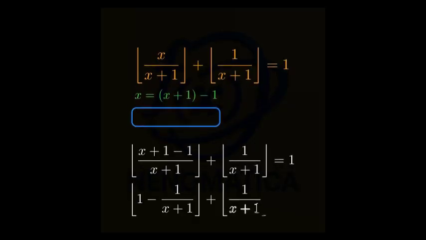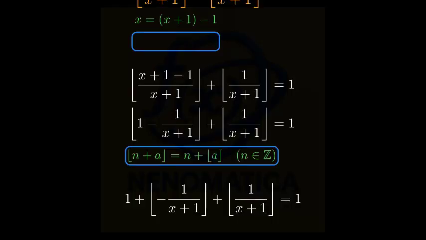Step 2. We split the fraction. So x plus 1 minus 1 over x plus 1 equals 1 minus 1 over x plus 1. This gives floor of 1 minus 1 over x plus 1 plus floor of 1 over x plus 1 equals 1. Step 3. We now apply the floor property. Floor of n plus a equals n plus floor of a when n is an integer. Here, n is 1, and a is negative 1 over x plus 1. So we obtain 1 plus floor of negative 1 over x plus 1 plus floor of 1 over x plus 1 equals 1.